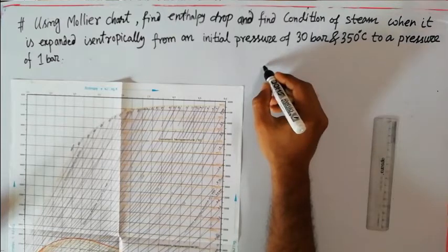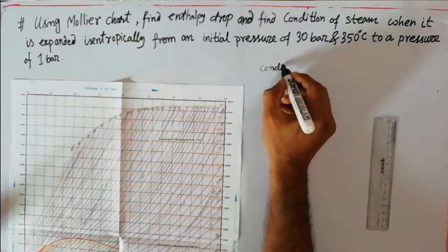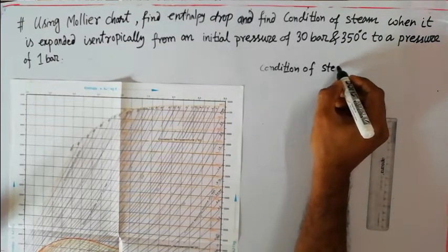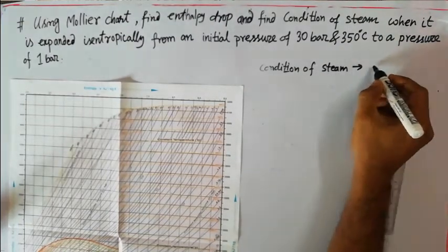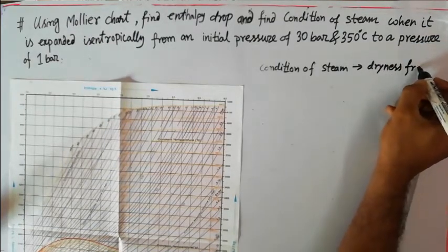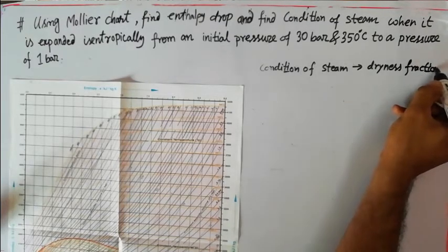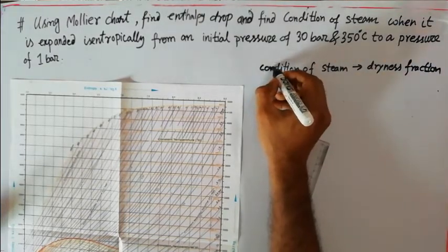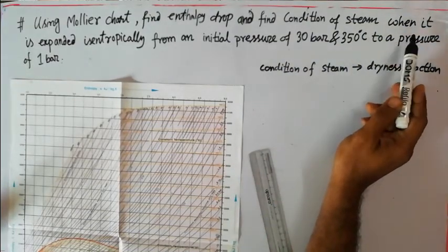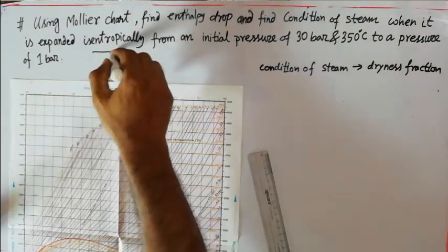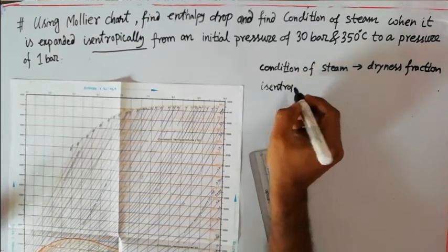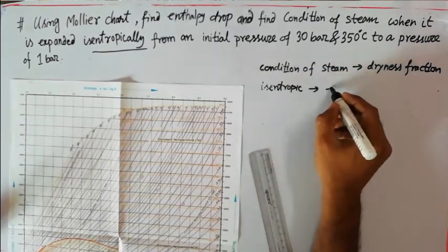That condition of steam, that means what? That means dryness fraction we have to find out first. Okay, then it is told that when it is expanded, that means when the steam is expanded isentropically, means the entropy is constant.